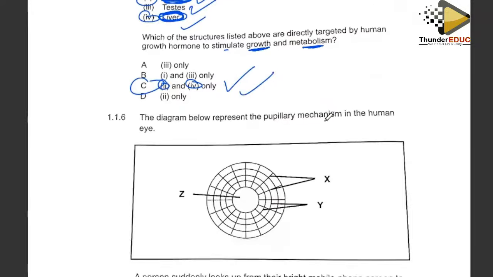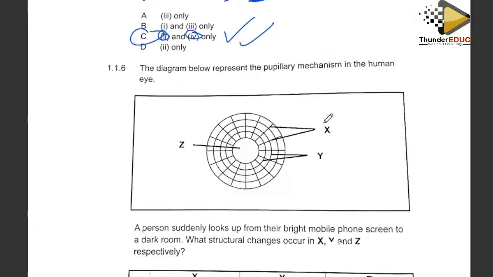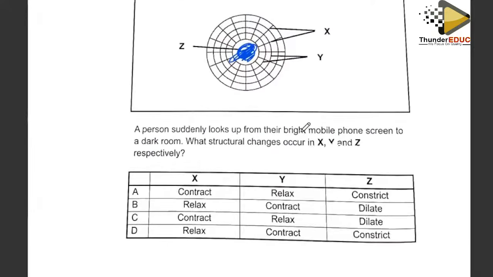Then we go to 1.6. The diagram below represents the pupillary mechanism. When you say pupillary mechanism, it means that you are talking about the pupil. We are talking about the ability of the eye to see in dim and bright light, because that is the pupil. If you look at someone's eye, you see a pupil. Where you see a person is what you call a pupil.